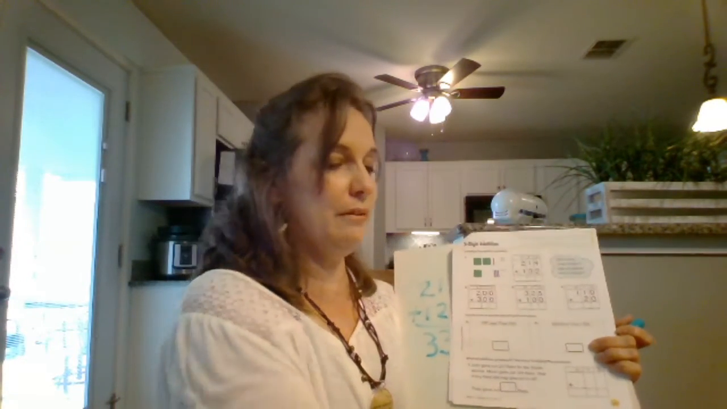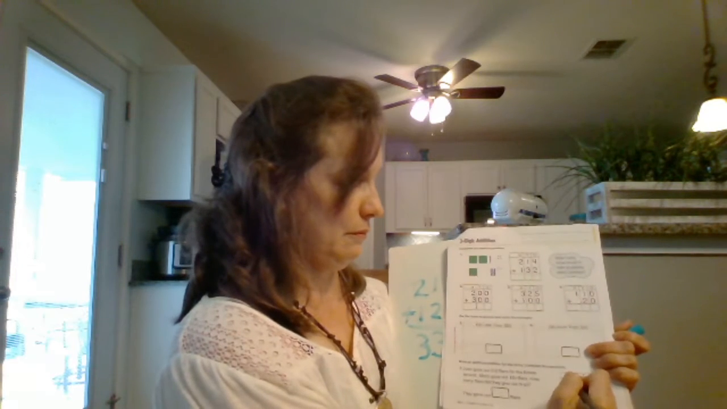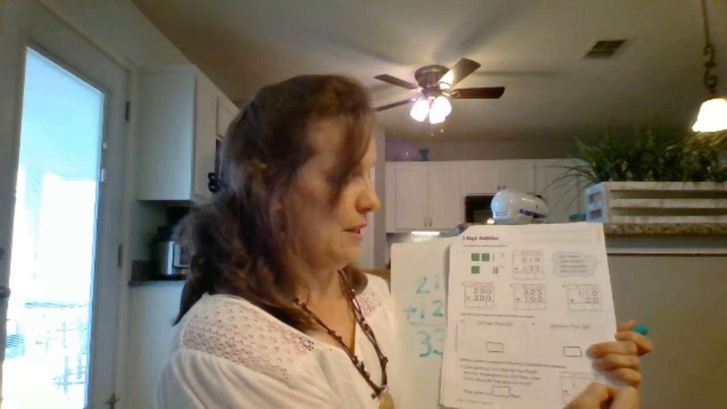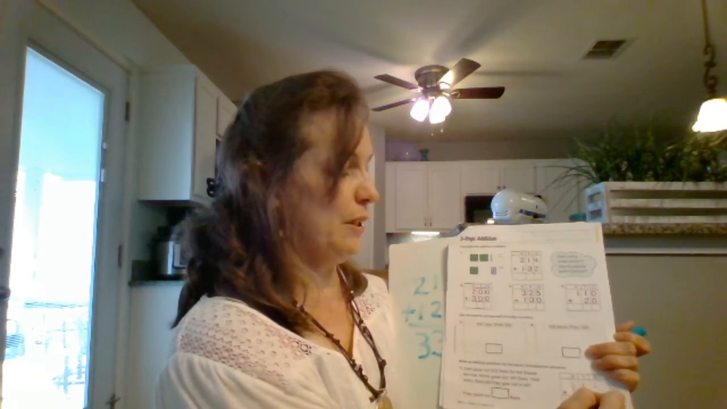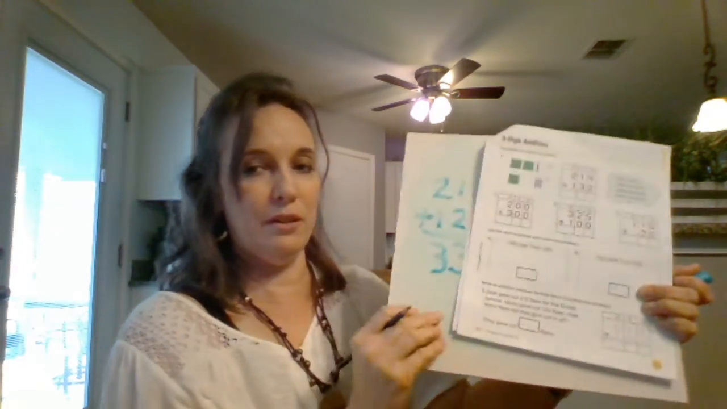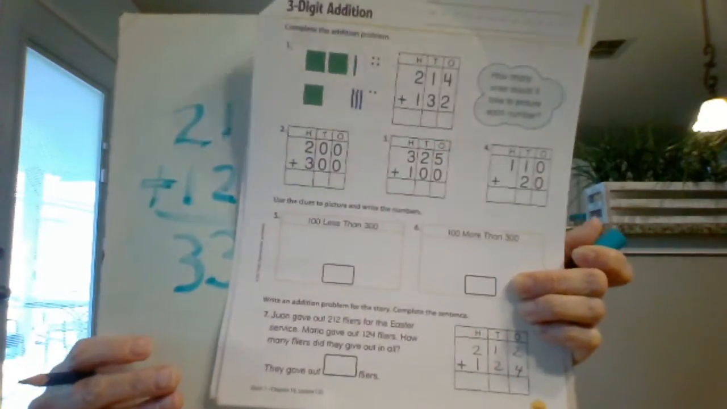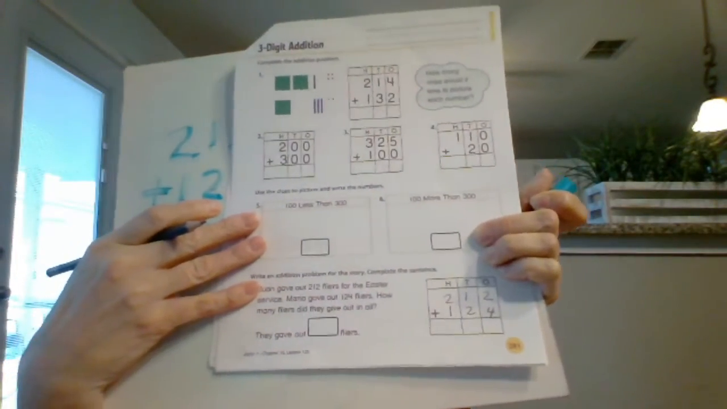Now when you're setting yours up, you're going to put 212 over here. And Maria gave out 124. And then you're going to add it up. Okay? You're trying to see if you can write big numbers. Turn the page.